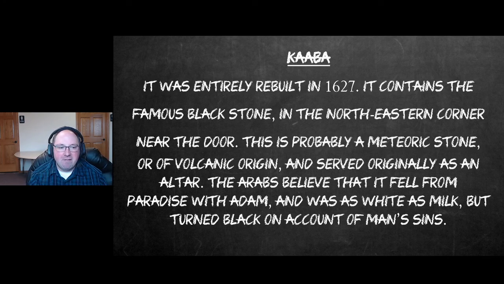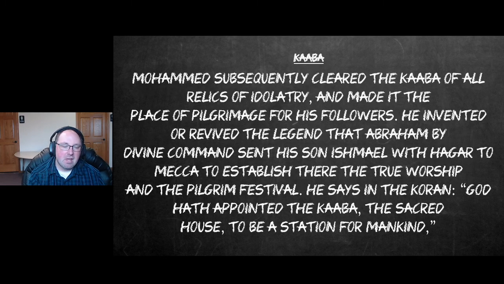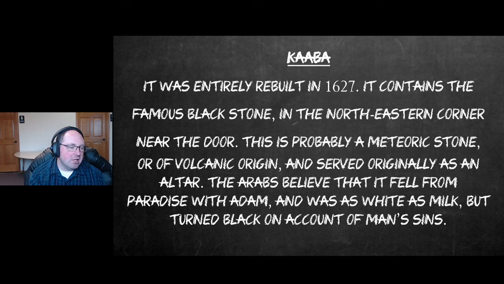The Arabs believe that it fell from paradise with Adam and it was white as milk but turned to black on account of man's sins. This is the idol by which Islam worships at the feet of this cornerstone, this meteoric stone there at the Kaaba, along with whatever other idols still remain inside of the Kaaba. There are supposedly, according to tradition, items belonging to Muhammad, including early copies of the Quran, inside of the building of the Kaaba.